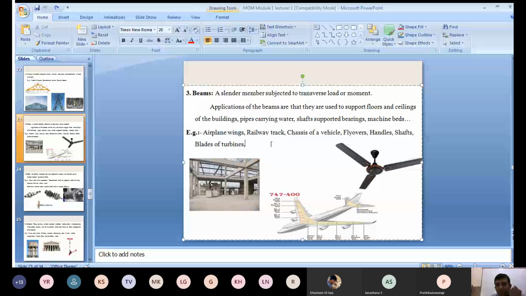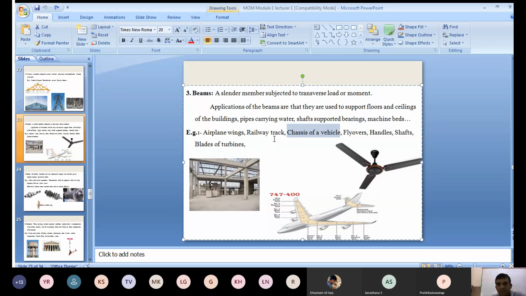You can take the railway track. What type is this railway track? You can see that at the bottom they give the support here. Over that, the railway wheel vehicles pass by, right? So the railway track is also a beam. Or a toll lever, if we take a toll lever, is also a beam, right? Then the chassis of a vehicle, take any vehicle, a 4-wheel vehicle or 6-wheel, buses or lorries, the chassis.